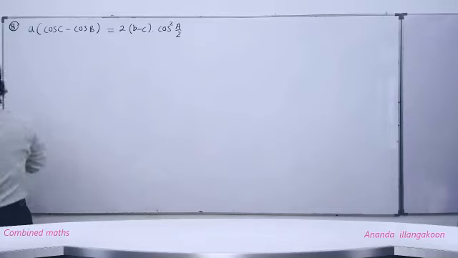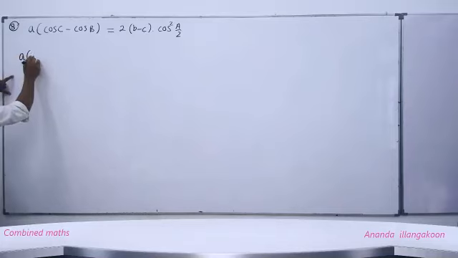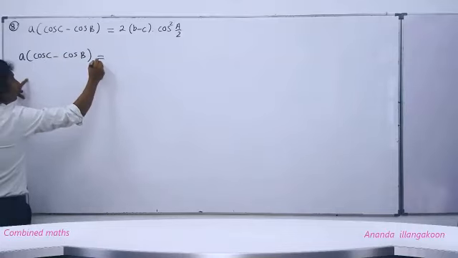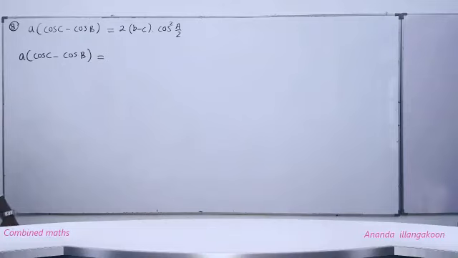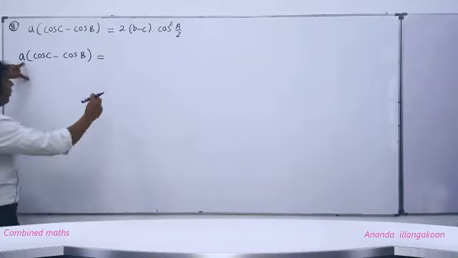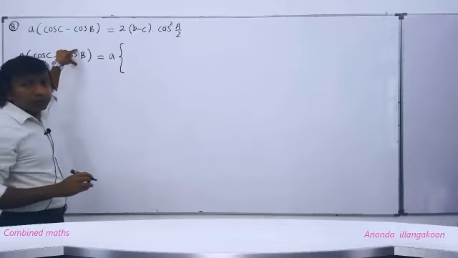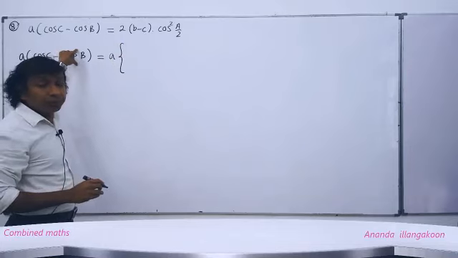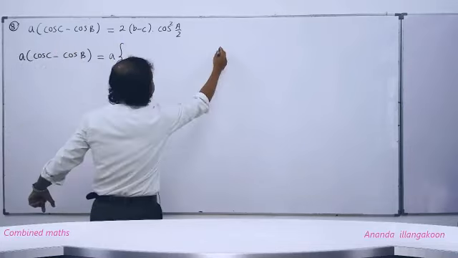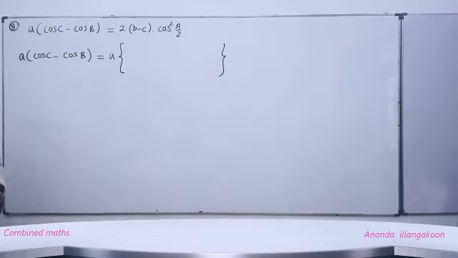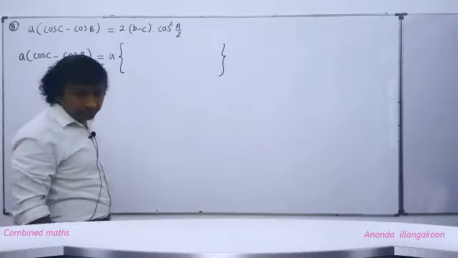Left hand side is this: A times (cos C minus cos B). I'll give you the method of getting this answer. I take this A and open a bracket for cos C and this cos B. First try that, for cos C and cos B, by using the cosine rule.